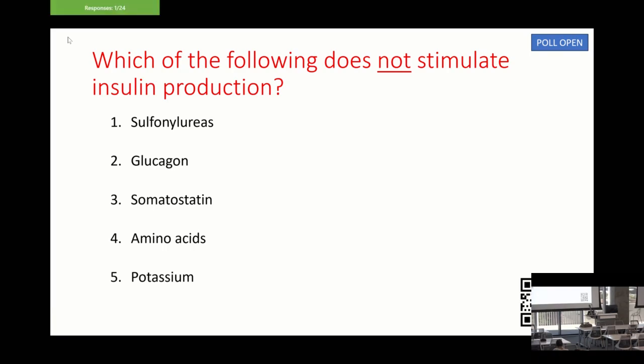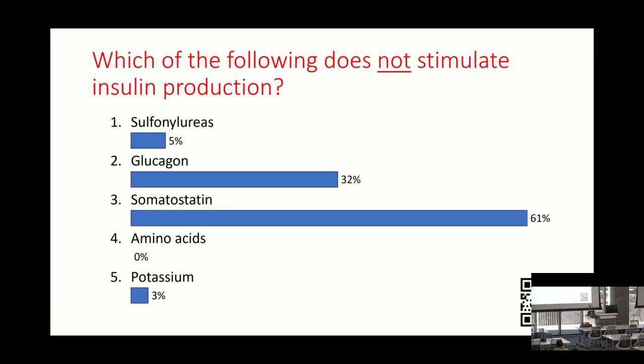So which of the following does not stimulate insulin production? All right, let's see what you guys think. Okay, most of you got it correctly. So the correct answer is somatostatin.